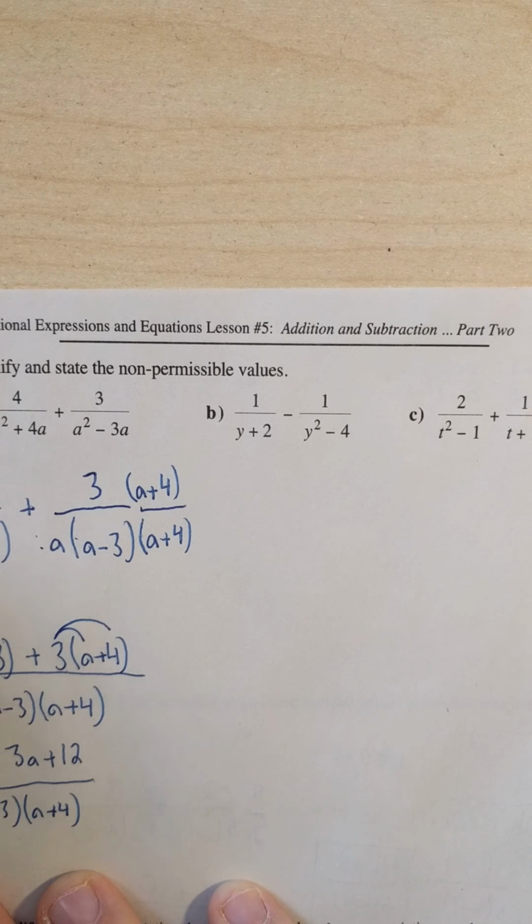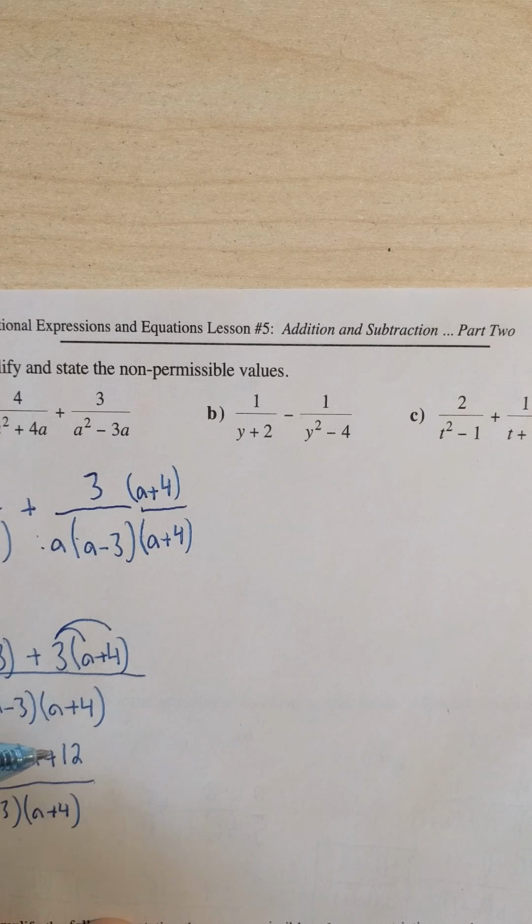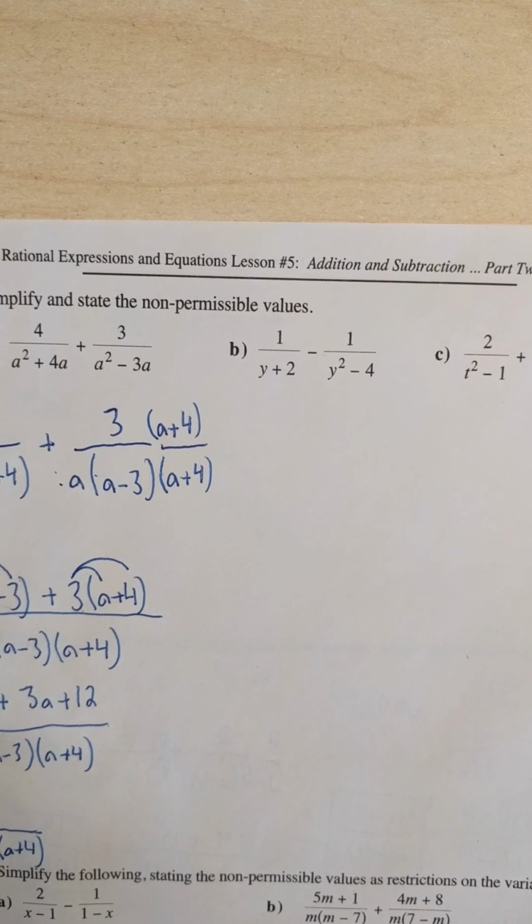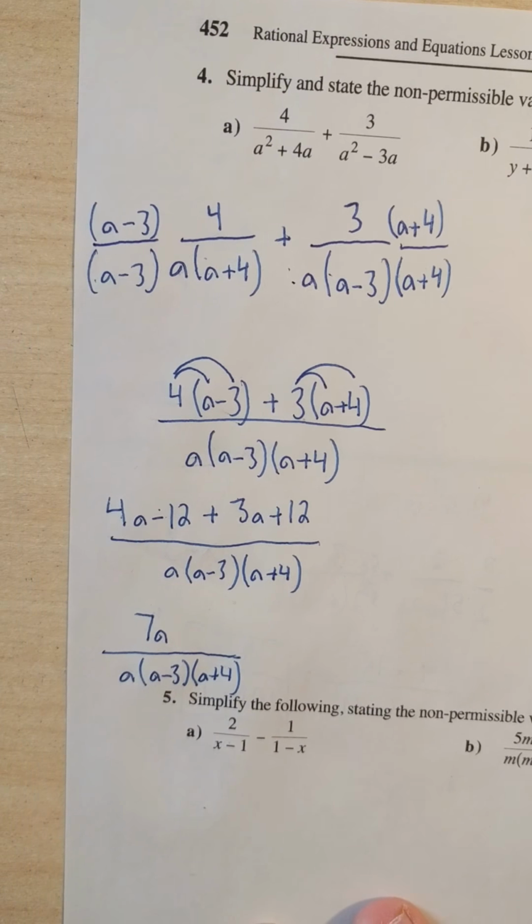Okay. Now we can combine the like terms. 4a and 3a add to become a 7a. Negative 12 and positive 12 cancel out because negative 12 plus 12 equals 0, so we can just leave it. The bottom stays the same. We have a minus 3, a plus 4. Now, we're all done the adding and subtracting.